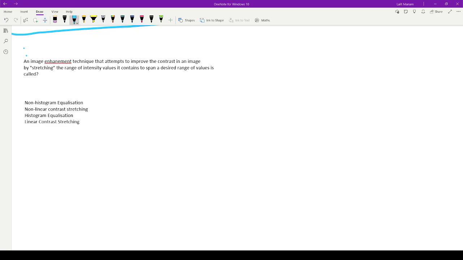Okay. Anyone knowing about non-histogram equalization? All point operations are spatial operations, you can call them. Yes, whatever doesn't specifically use a histogram. What about non-linear contrast stretching? The transformation function is non-linear. For instance, gamma, correct.